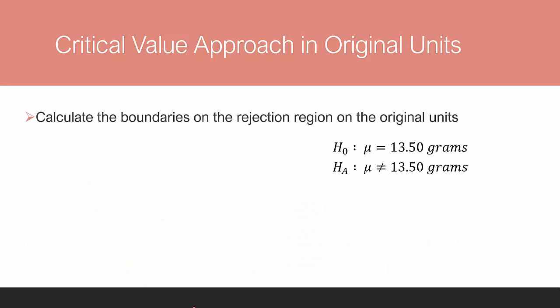Another way to calculate this and to do the comparison is to do the critical value approach, but in the original units. So instead of calculating in standard deviation terms, we're going to calculate this in grams. That's actually more useful to some tech who may not know statistics very well. To do this is actually quite easy. We're going to take the hypothesized mean, that 13.5, and go up and down from that, basically what's equivalent to the margin of error. Do not call this a confidence interval. This is not a confidence interval.